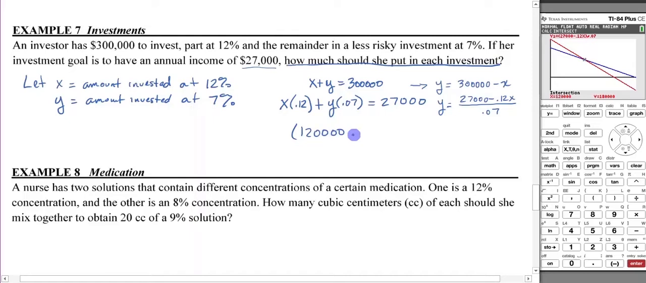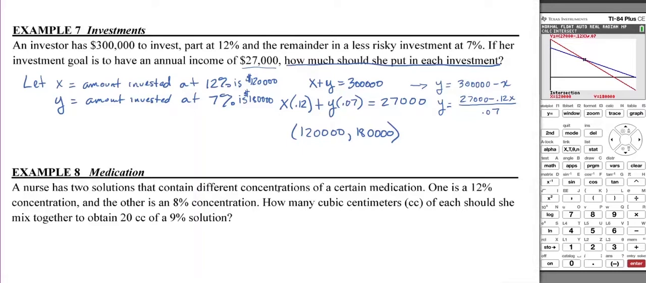And I get this intersection point of 120,000 and 180,000. Okay, so we don't want to get just a point. We need to make sure that we answer the question. So the amount invested at 12% is 120,000, and the amount invested at 7% is going to be 180,000. And so we have our nice answers to that, just pulled right out of the coordinate where the lines intersected.